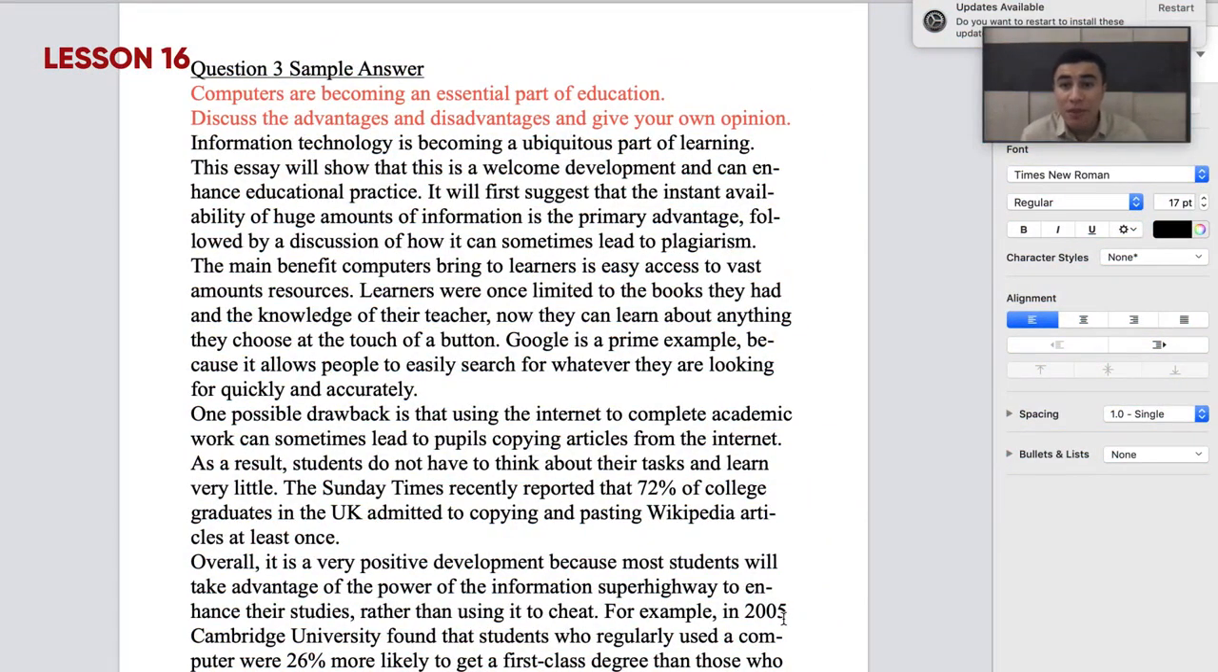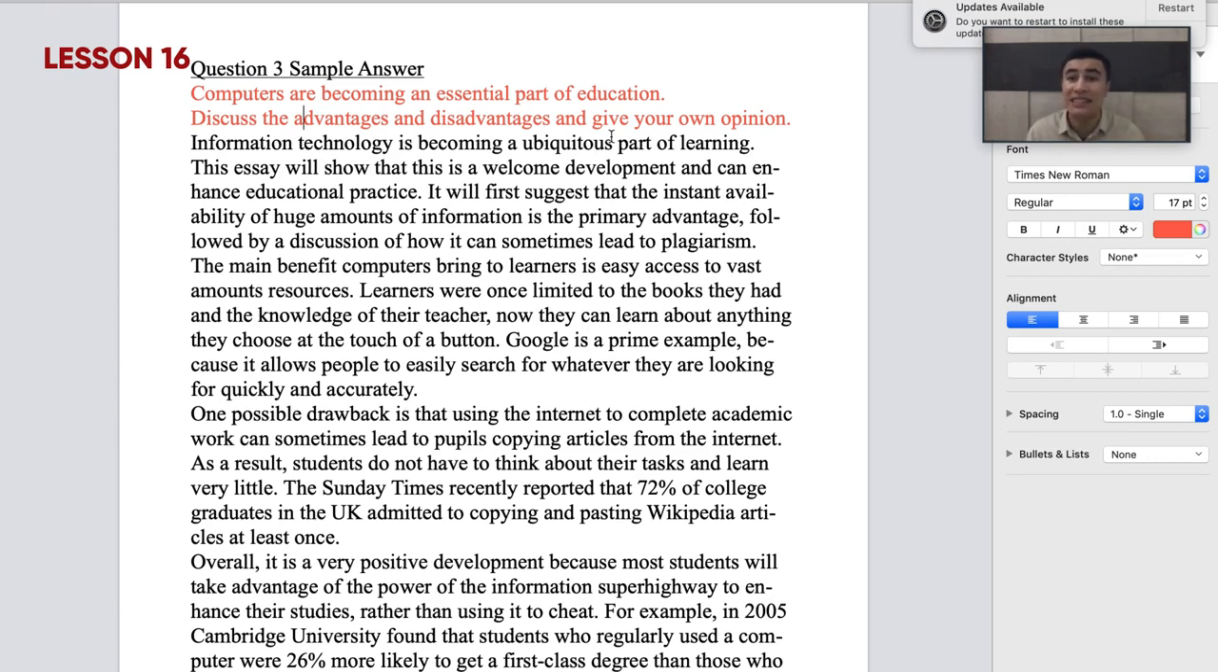And here is the sample answer to question number 3, guys. Computers are becoming an essential part of education. Discuss the advantages and disadvantages and give your own opinion. So we'll start from paraphrasing the question, guys. Information technology is becoming a ubiquitous part of learning. Ubiquitous means appearing or being present everywhere.